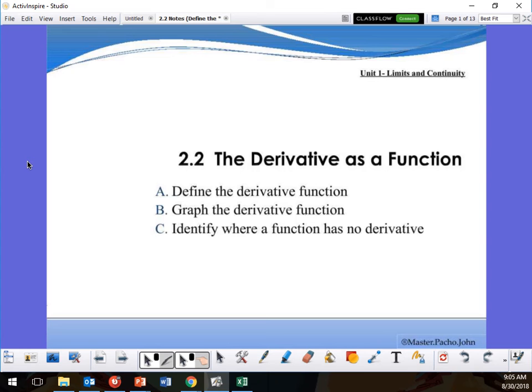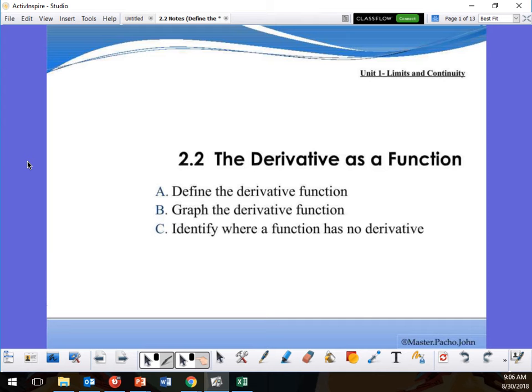All right, this is Calculus 2, 2.2, the derivative as a function. Define the derivative function and the graph of the derivative function. Identify where the function has no derivative. So you guys have done this before. Where can I not take a derivative?